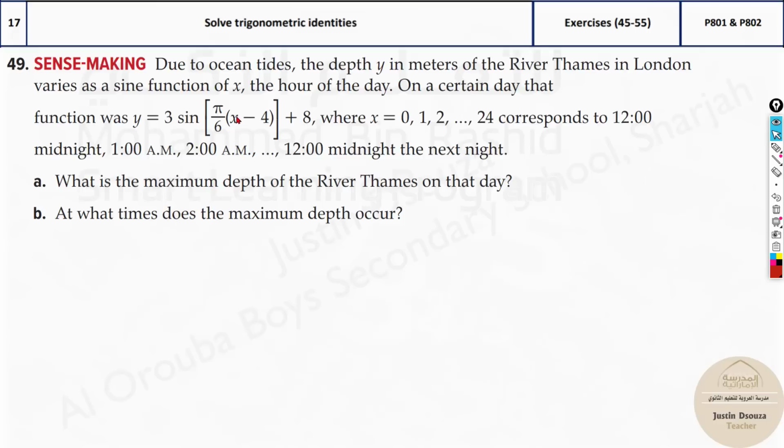So 0 means it's 12 midnight, 1 means 1 a.m., 2 a.m., 3 a.m., these x values. So if we get x of 5, it is 5 a.m., till the next night's 12 midnight. So 24 hours are mentioned. What is the maximum depth of the River Thames on that day? At what times does this maximum depth occur?